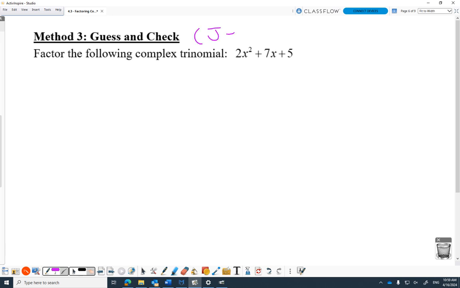Here's method 3. I call it Jedi factoring. Some people call it guess and check. In fact, there's a teacher at our school that calls it just use your brain. It really should be called unfoil. That's what it really should be called. That's the best name for it, is unfoil.